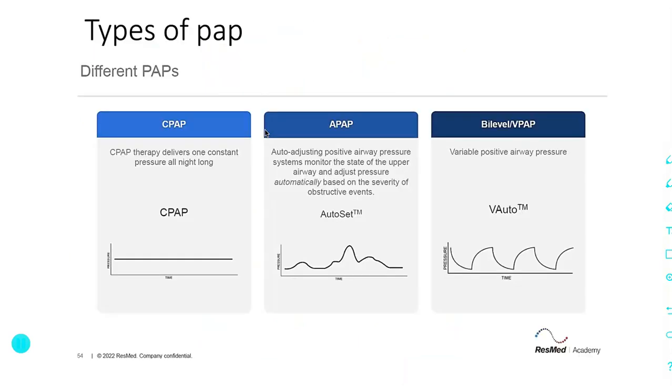So we have different types of PAP. Different PAPs are like the CPAP, APAP, and bilevel PAP. We know what is CPAP. The machine delivers a constant pressure throughout the night, and the patient will be getting the same pressure irrespective of the sleep stages, sleep positions, etc.